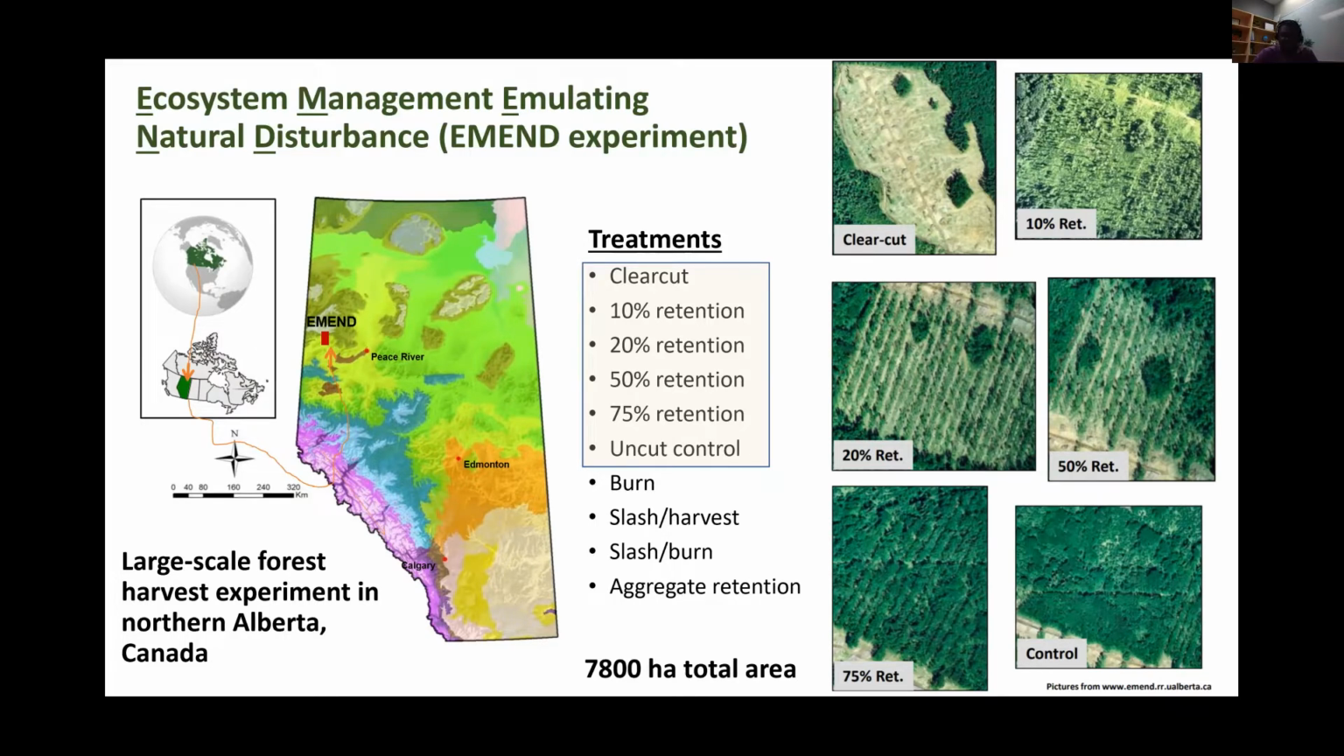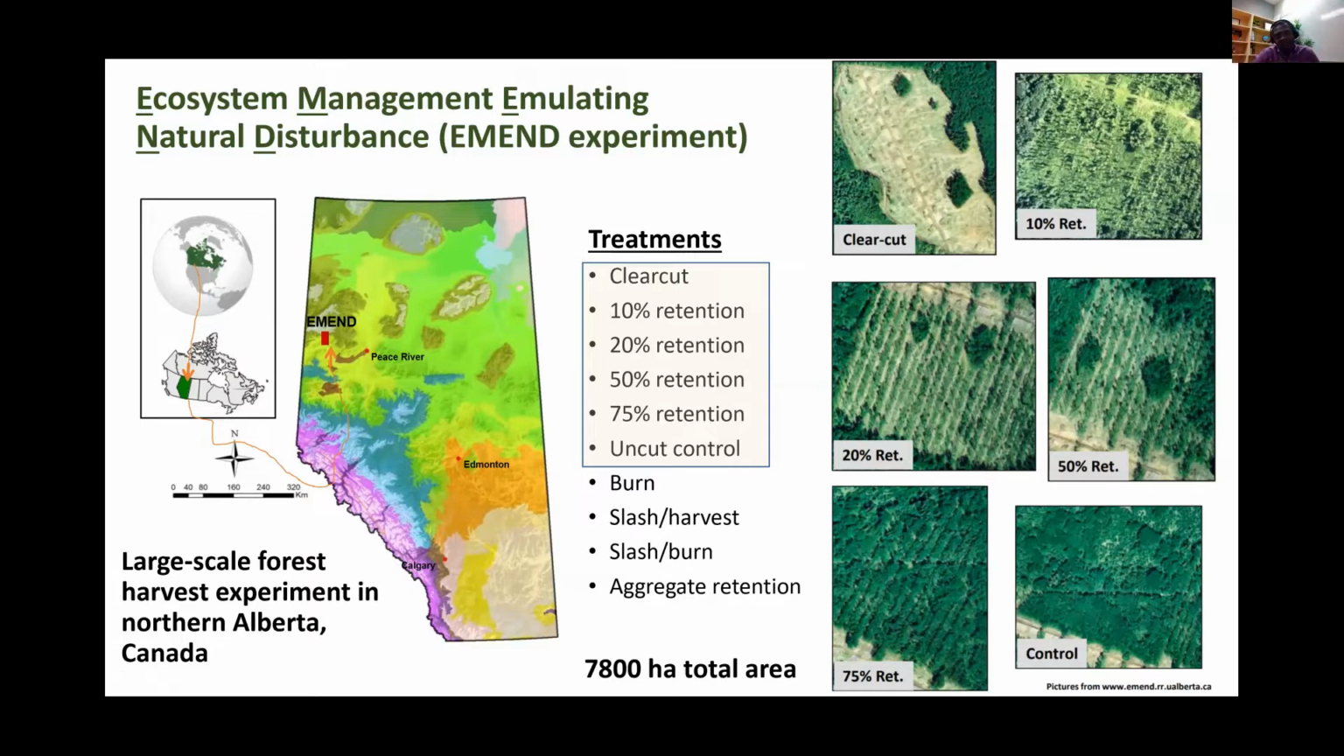So they have the dispersed retention and variable retention harvesting treatments. There are some burn treatments with some slash and aggregate retention. My focus here is on the variable retention treatment. So clear cuts, where conventionally we cut everything, but by policy we are required to leave about 2% of the original forests in terms of biomass or composition. And then we have 10%, 20%, 50%, 75%. We contrast that with the uncut control. So we have a whole gradient of harvest intensification.